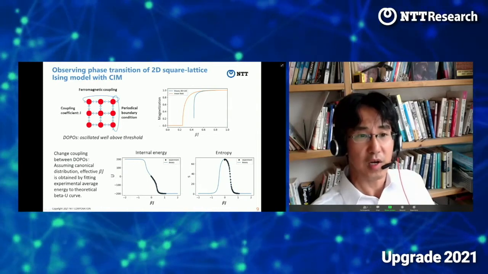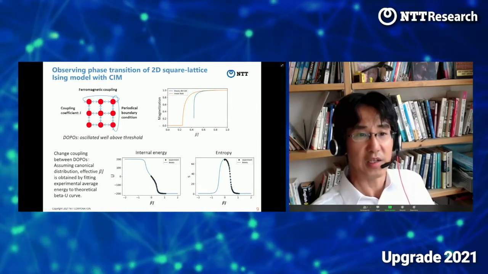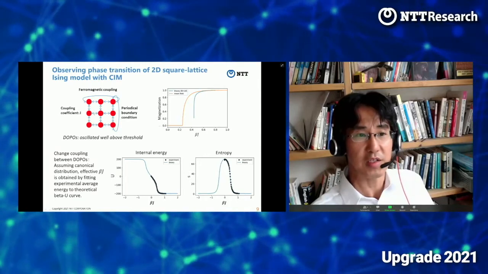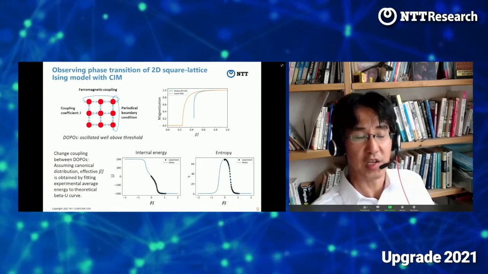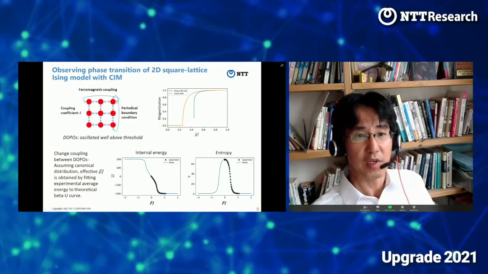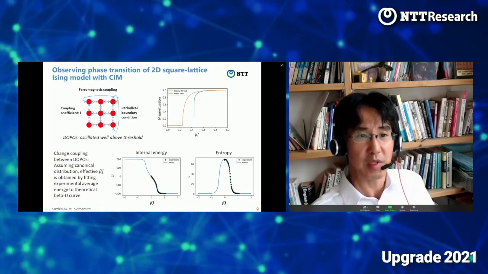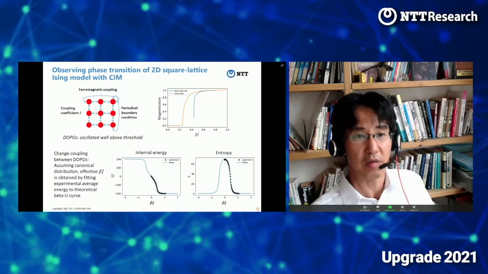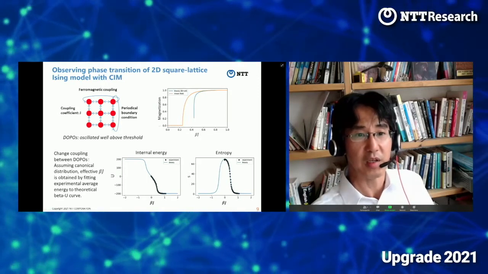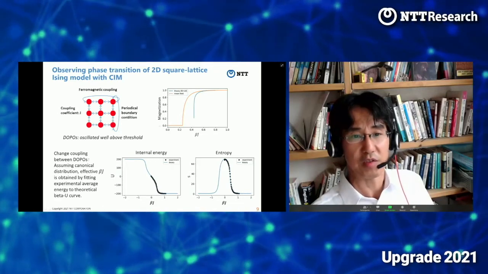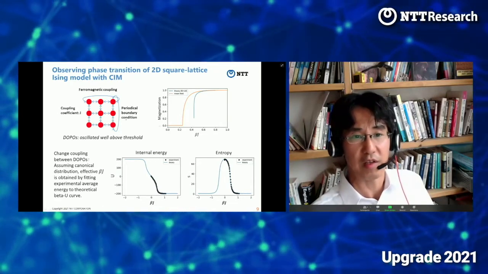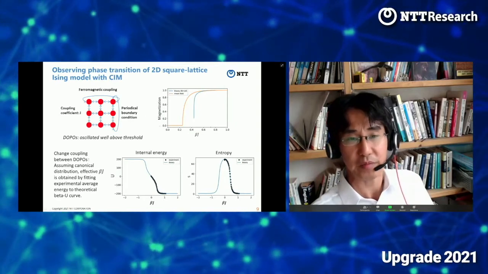Those spins are aligned in a 2D square lattice, and the nearest neighbor spins are coupled with coupling coefficient J. Thanks to the measurement filter, we can put the periodic boundary condition very easily, which was assumed in most theoretical models.